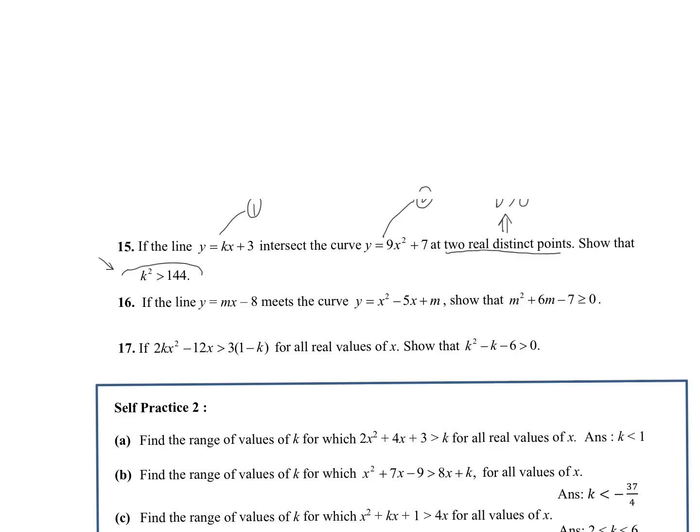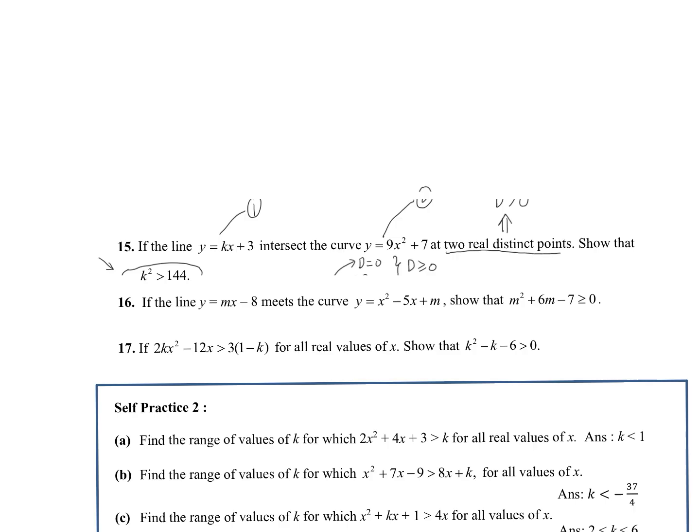And they say it meets the curve. What does meeting mean? Touch or intersect? Touch is touch. Meet can meet at 1 point or 2 points. So this is another word that they use for intersects. So when this happens, they are telling you they can meet at 1 point or they can meet at 2 points. So this is another way of telling you the discriminant is greater or equal to 0. So look out for the keywords.